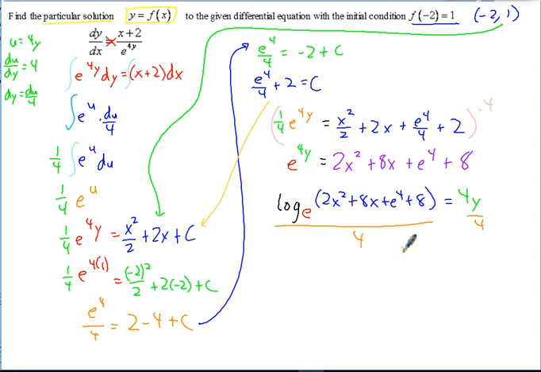So that's your answer, but usually it's not going to be written that way. Usually this whole thing over 4 would be written as a constant out in front. It's just 1/4. And usually log base e, remember the short way of writing that is natural log, so they're usually written in that form as the natural log of this whole thing, 2x squared plus 8x plus e to the 4th plus 8.